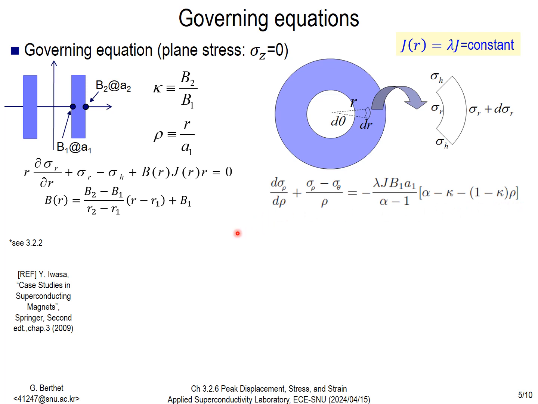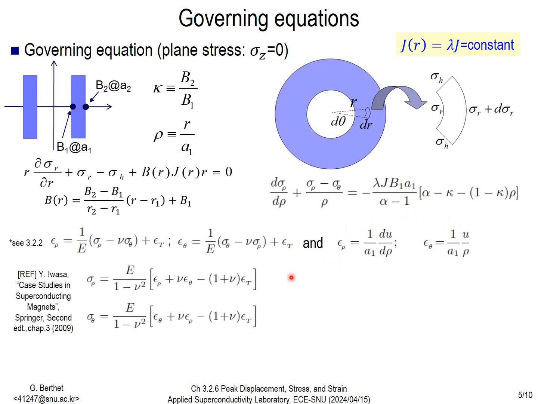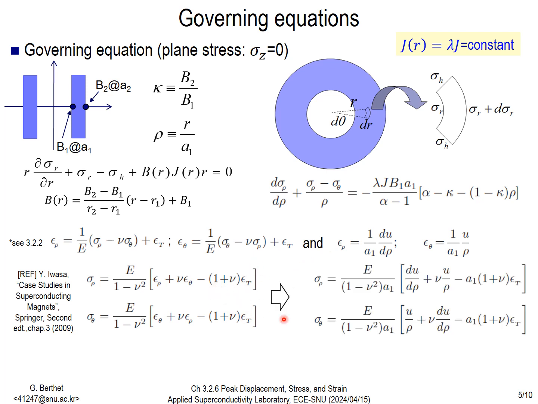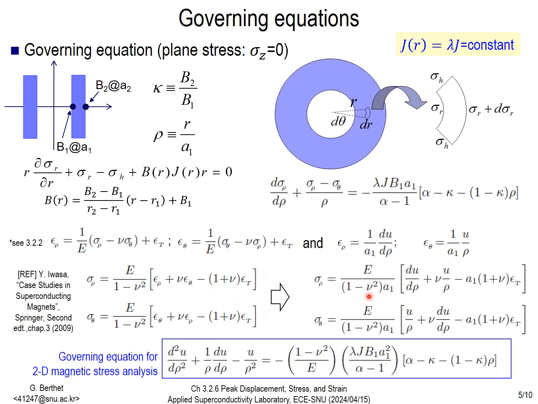We can define the stress in terms of strain using the equations from chapter 3.2.2 for 2D thermal stress. Now, using the definition of the strain in this situation, we can change the strains into the displacement variable. Replacing the stress inside the governing equation with the previously defined equation, we get the governing equation in terms of the displacement.